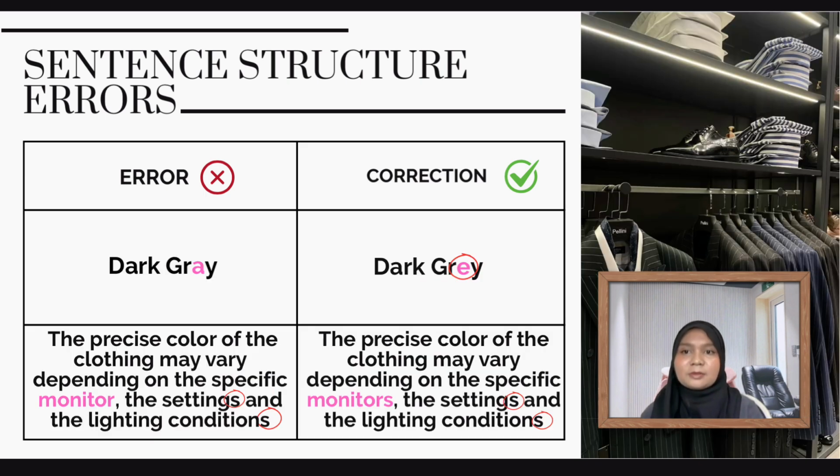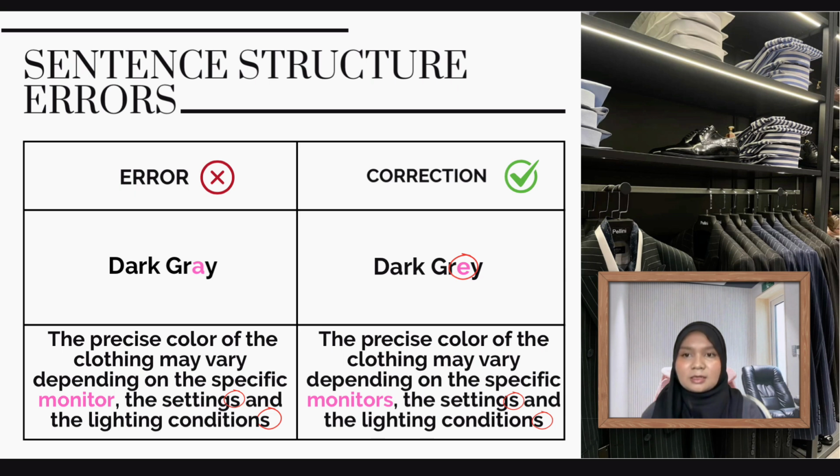The third example, we have "dark gray." I corrected it into "dark grey," also, but with an E. The "gray" with an A is American. Based on the whole product description, I can see that the writer is trying to use British English. So to make sure the whole content is parallel, I use "grey" in the British English form.